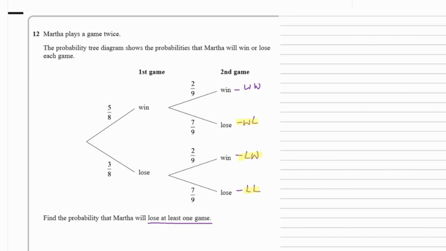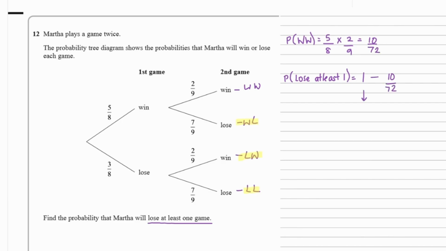However, we know that the probabilities in our probability tree diagram need to all add up to 1. So an easier way to do this is to just find the probability of her winning both games and then take it away from 1. So the probability of winning both games would be given by 5 over 8 multiplied by 2 over 9, and that would give us 10 over 72. So to find the probability that she will lose at least one game, we can just take it away from 1.